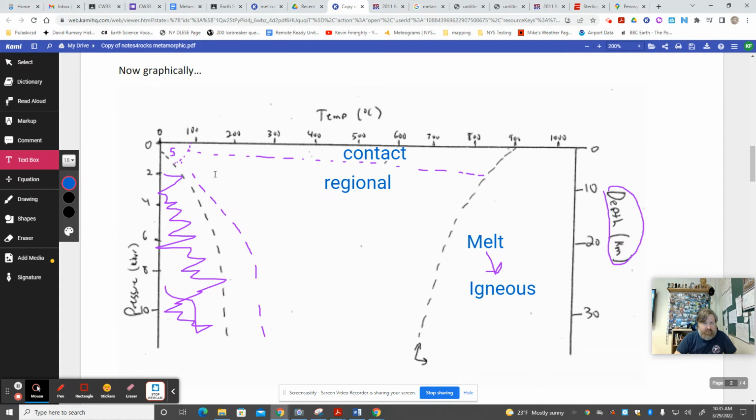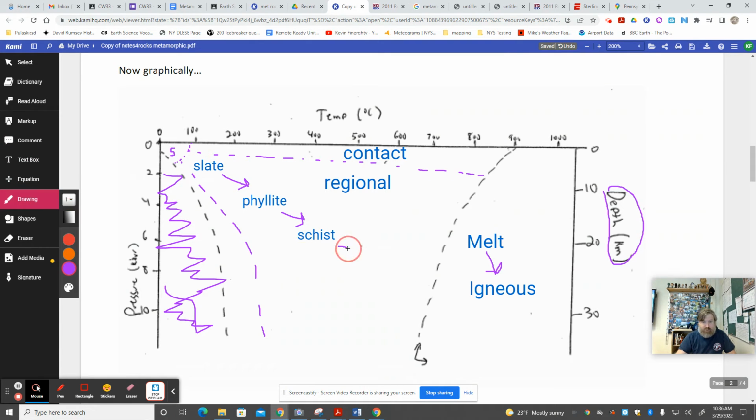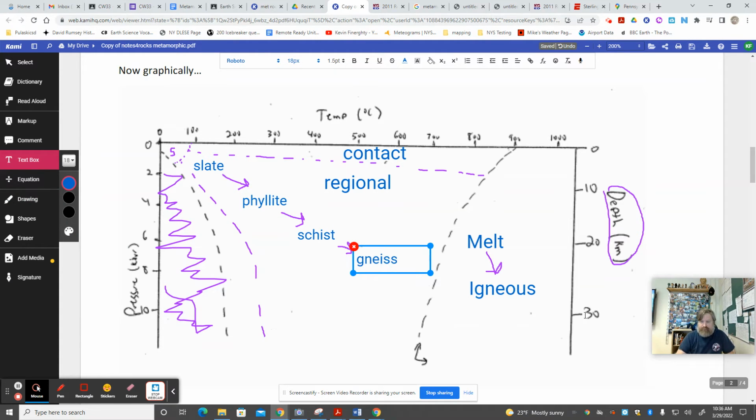I'm going to decrease the font just a little bit here. The lowest heat and pressure regional metamorphic rock that we have on that table is slate. And then back up the heat and pressure more, phyllite. Back up the heat and pressure more, schist, S-C-H-I-S-T. Finally, jack up the heat and pressure some more. Gneiss, G-N-E-I-S-S. Right, roughly those conditions. You absolutely will not have to memorize any of these numbers.